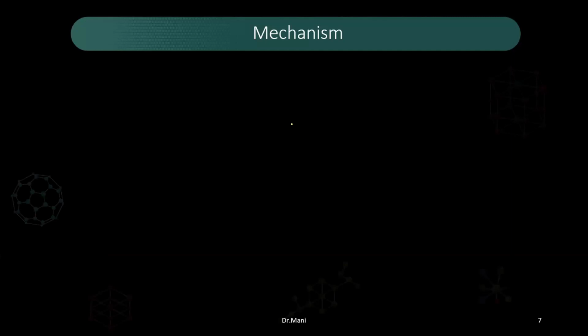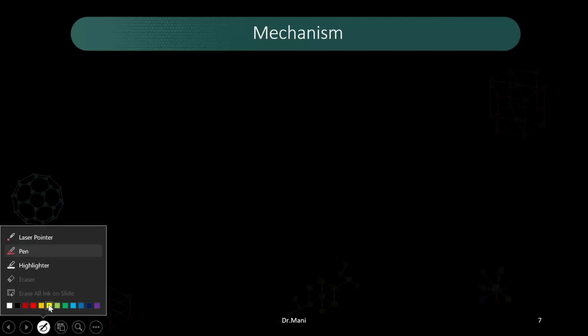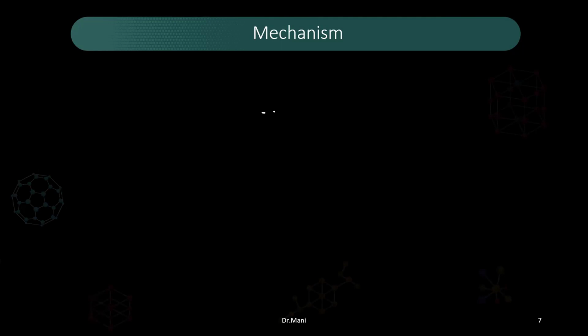First, let me take the example. Concentrate carefully. The mechanism is very, very important. So initially I have it like this. What is this group called? Is it alkane, alkene, alcohol? The carbon with a halogen, what do we call it? Haloalkane or alkyl halide.